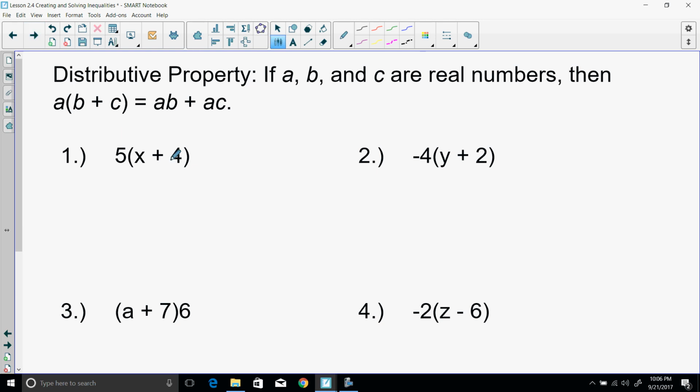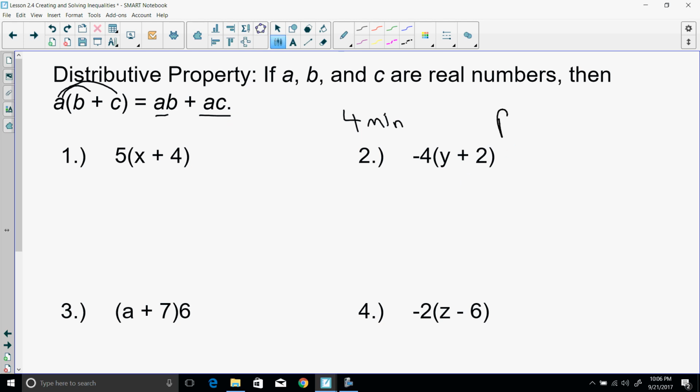What I want you guys to do is actually spend maybe, I don't know, no more than 4 minutes working on the distributive property. One of the things that we need practice on is using the distributive property. And what the distributive property says is that if I have a on the outside of parentheses and then terms on the inside, addition, subtraction, whatever, I multiply what's on the outside to what's on the inside. So we get our a times b and our a times c.